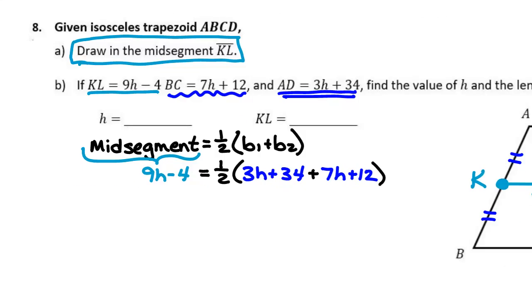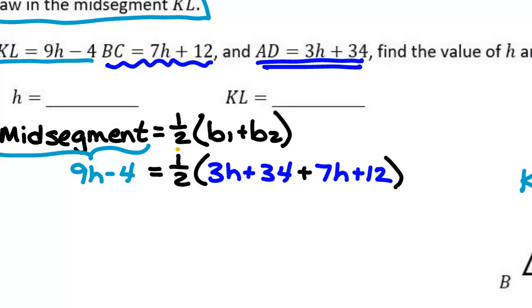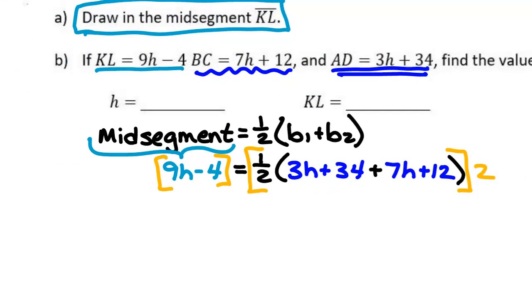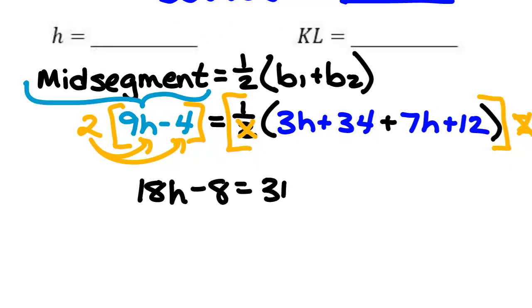First thing I want to do at this point is get rid of that fraction. So we're going to multiply both sides by the denominator. We're multiplying both sides by 2. So on the left, that's going to distribute, and I'm going to have 18H minus 8. On the right-hand side, my denominator cancels with the 2, and everything else stays the same. So I would have 3H plus 34 plus 7H plus 12.